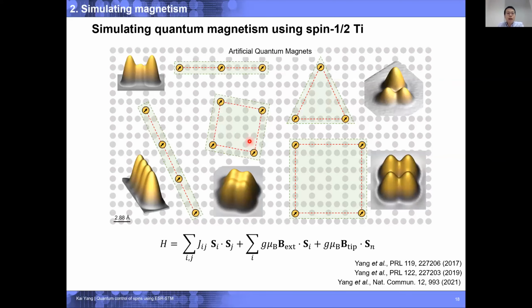Okay, so using the ESR STM, we can also study quantum magnetism. So the idea is to use the magnetic atoms as building blocks to build these artificial quantum magnets with tunable geometries and magnetic interactions, so that we can realize different Heisenberg models, and we can then probe their quantum eigenstates by measuring the ESR spectrum.